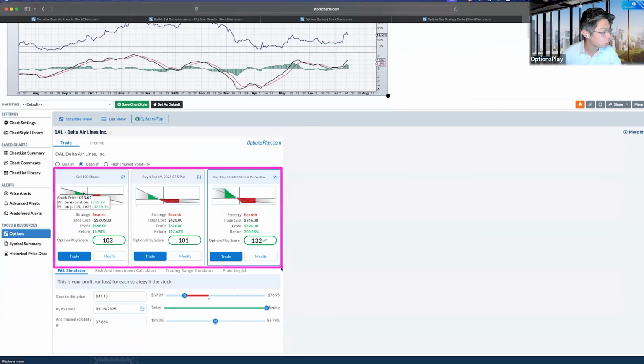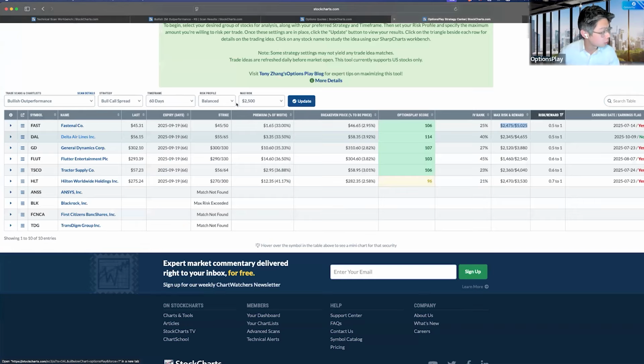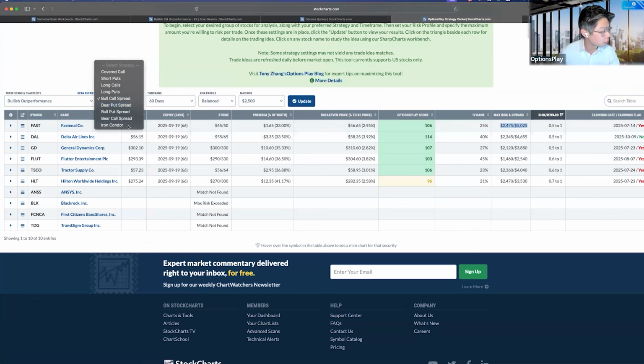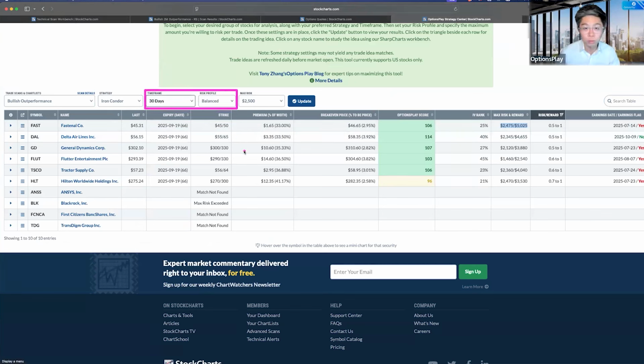But basically the tool is designed so that you don't have to pull up an options chain. You can just say, I'm bullish, I'm bearish, and it will present strategies with pre-selected expiration dates and strike prices based on the same way that the Strategy Center selects expiration dates and strike prices for you. So whatever strategy you choose, we will automatically select a time frame and risk profile for you.